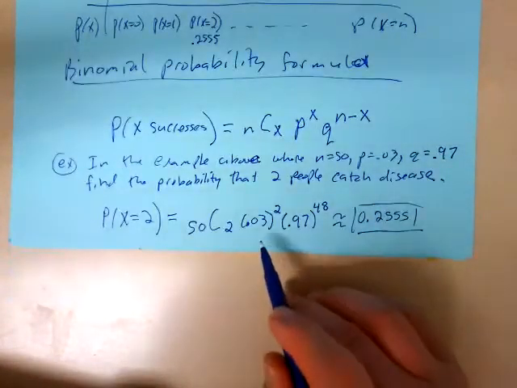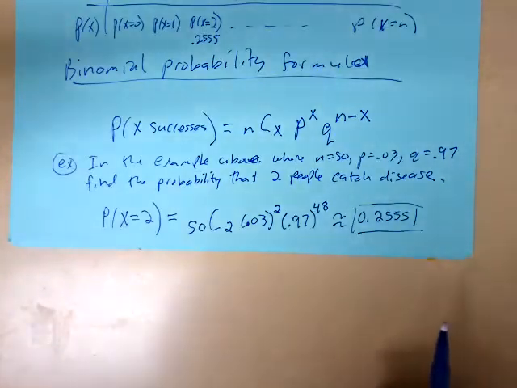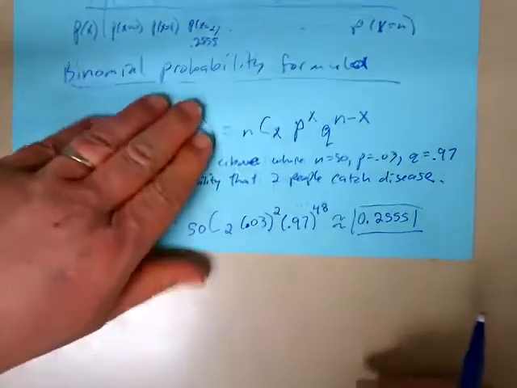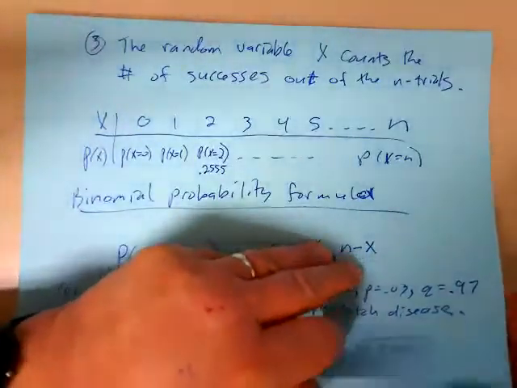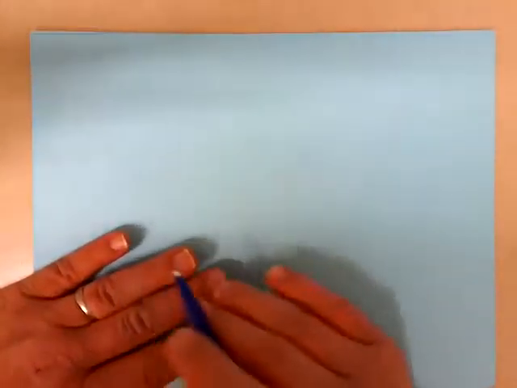But this is the binomial probability formula. So let's do another problem so you can see how to get N, P, and Q and actually find the probability. And this is kind of how it'll look like in the homework.